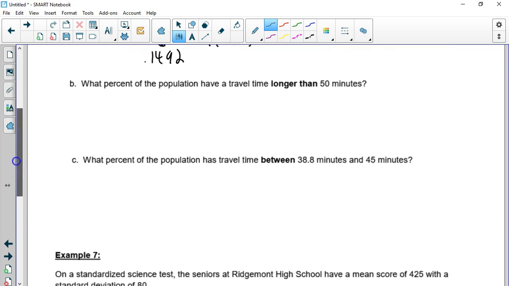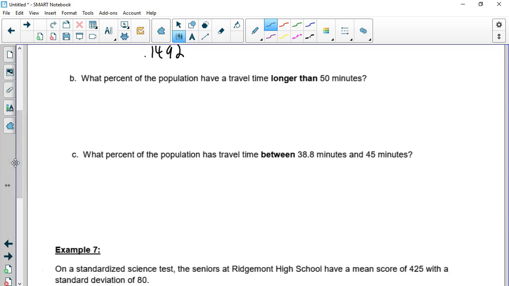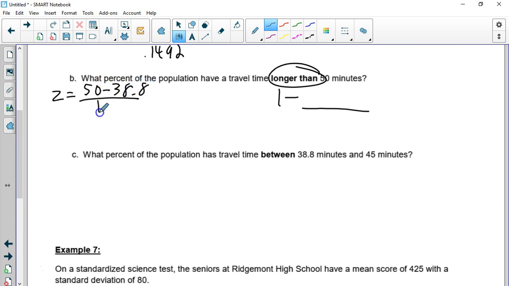B, what percent of the population have a travel time longer than 50? Well, again, we have to figure out our z-score, so we take our actual value. Now, pay attention, it's longer than. So we have that extra step, which means we're going to do 1 minus our value. And if you have to do that to remind yourself, go ahead. So 50 minus our mean divided by our standard deviation, and that gives us a score of 0.99. On the table, that corresponds with 0.8389. Now, if it said less than 50 minutes, then that would be 83.89%.